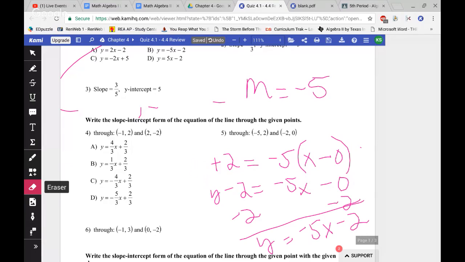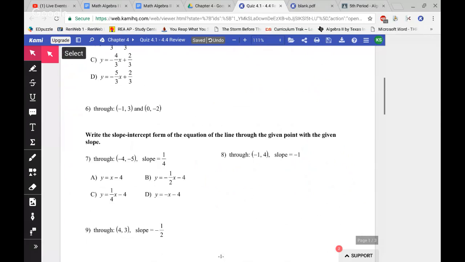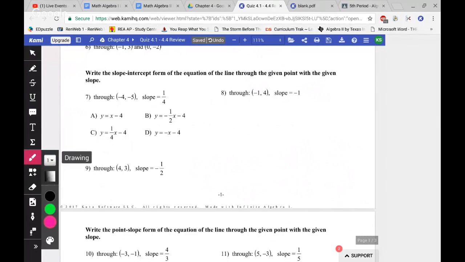All right. And then number 8. Yeah, that's what we said. That was the other one that caught us off guard. Yeah, because it was 5, 6, 8. What is 8? Okay. We're going to write the slope-intercept form of the equation given the slope.